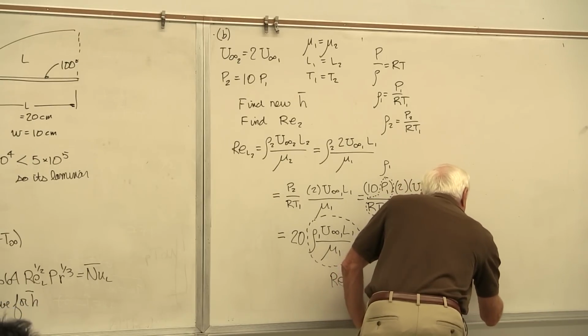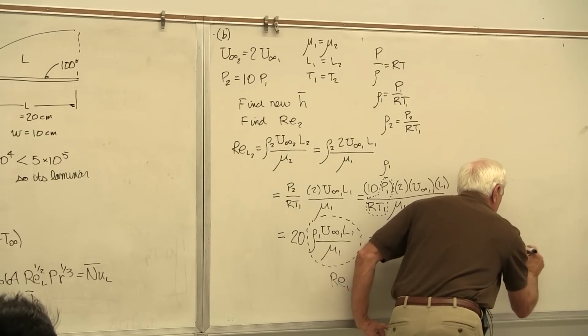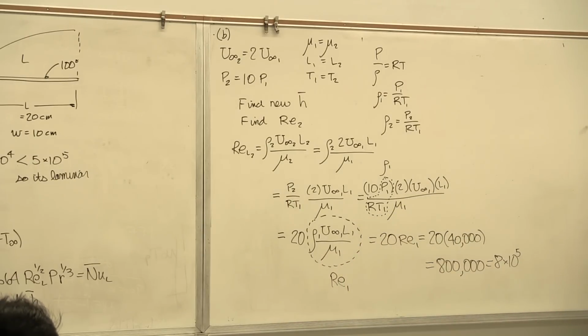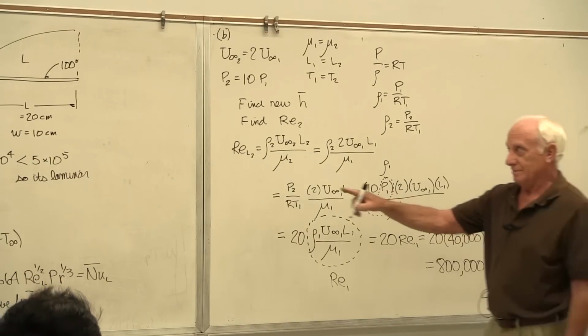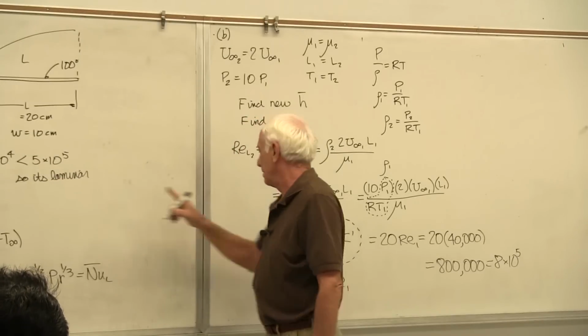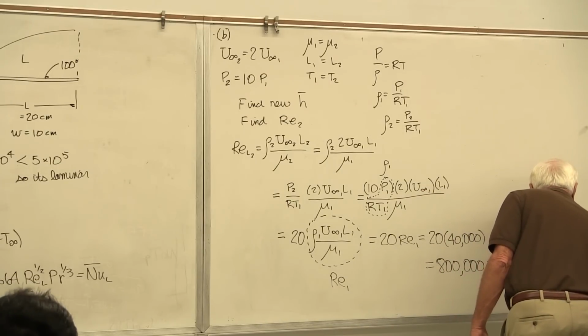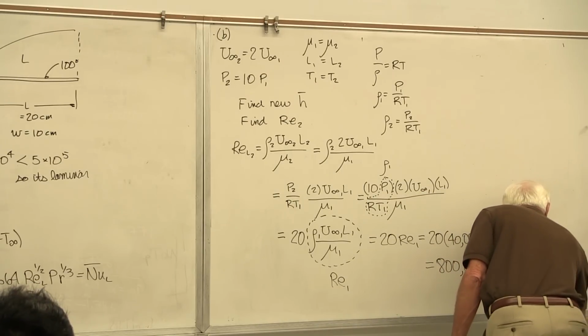800,000. So that's my new Reynolds number for the pressure increasing by a factor of 10 and the velocity going up by a factor of 2. What happened? This one right here, less than 5 times 10 to the 5th, is laminar. This one right here, greater than 5 times 10 to the 5th, is mixed flow.